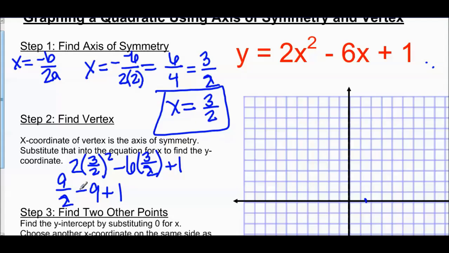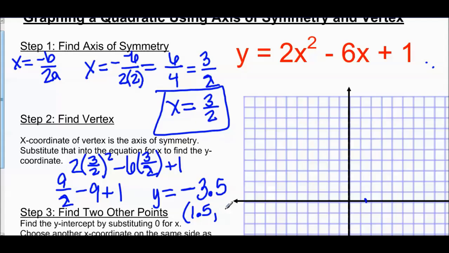So I'm going to think of 9 over 2 as 4.5. So 4.5 minus 9 is going to be negative 4.5. And then negative 4.5 plus 1 is going to give me negative 3.5. So that means the y value for the vertex is negative 3.5. So as a coordinate, that's going to be 1.5. I'm just going to put them all in decimals, 3/2, which should be 1.5.